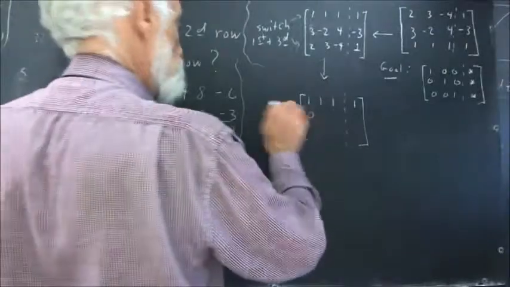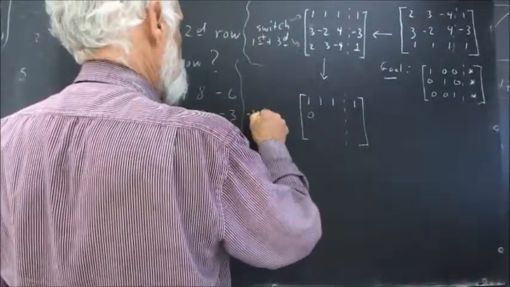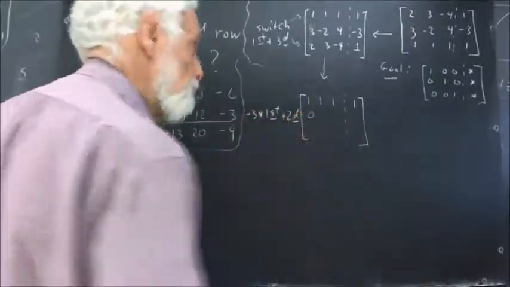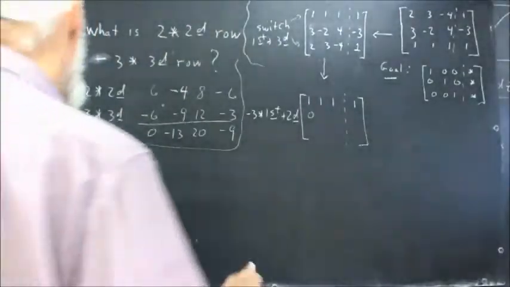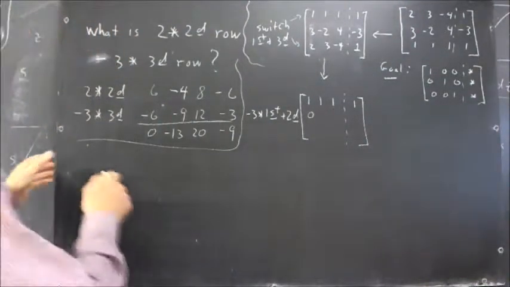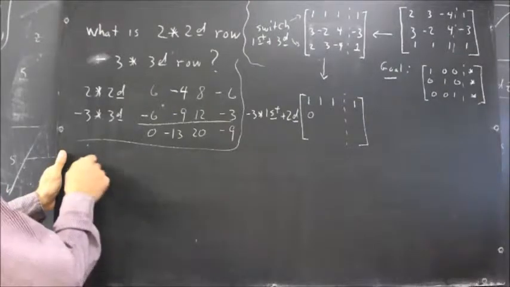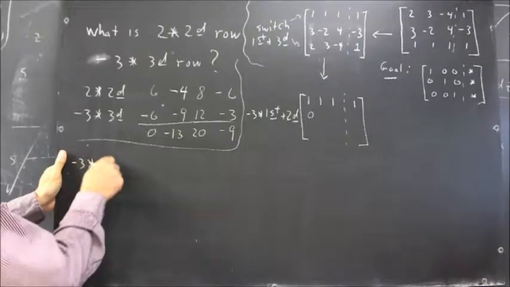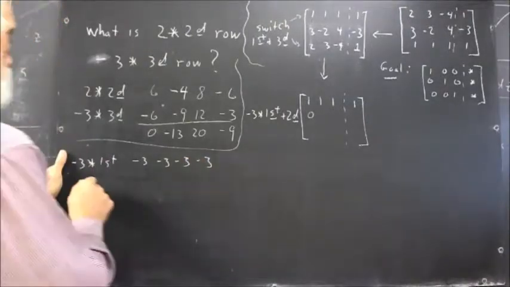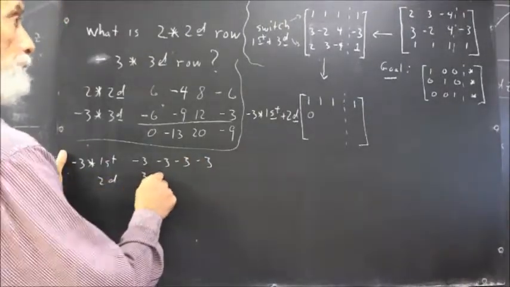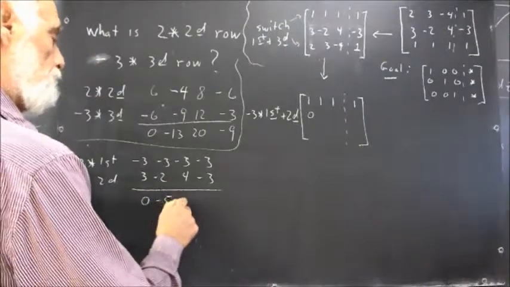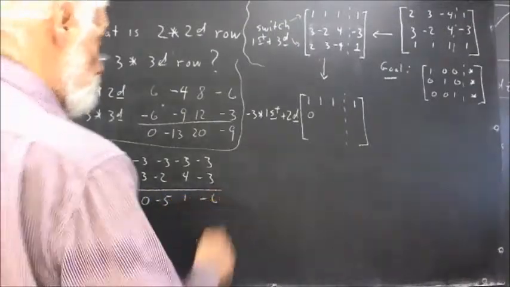So what we want is for the second row to become negative 3 times the first plus the second. Now we want to do that calculation off to the side. Eventually you get to where you can do the calculation in your head, but it doesn't hurt to write it out. So we have negative 3 times the first, which is negative 3, negative 3, negative 3, negative 3. And the second is 3, negative 2, 4, negative 3. When we add these, we get 0, negative 5, 1, negative 6.